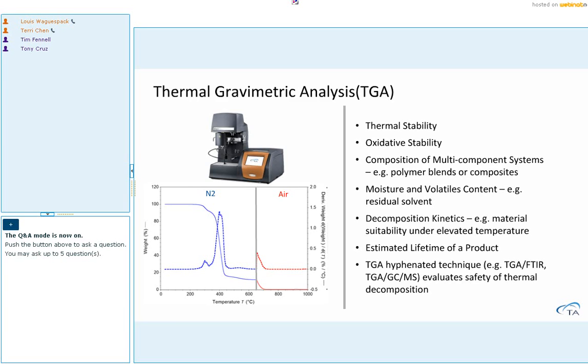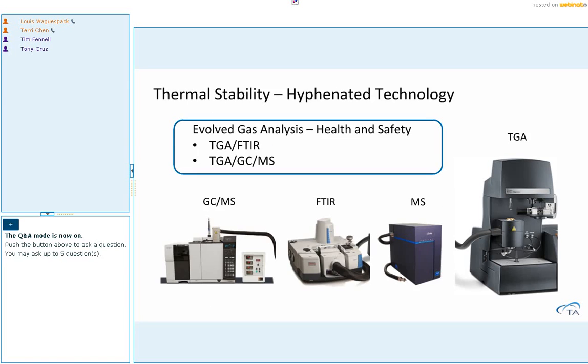In addition to studying thermal stability, a TGA instrument is also used to measure sample oxidative stability, measure compositions of polymer composites, moisture content, study polymer decomposition kinetics, and also estimate the lifetime of a product. The TGA hyphenated technology can be used to perform the evolved gas analysis and evaluate safety of thermal decomposition.